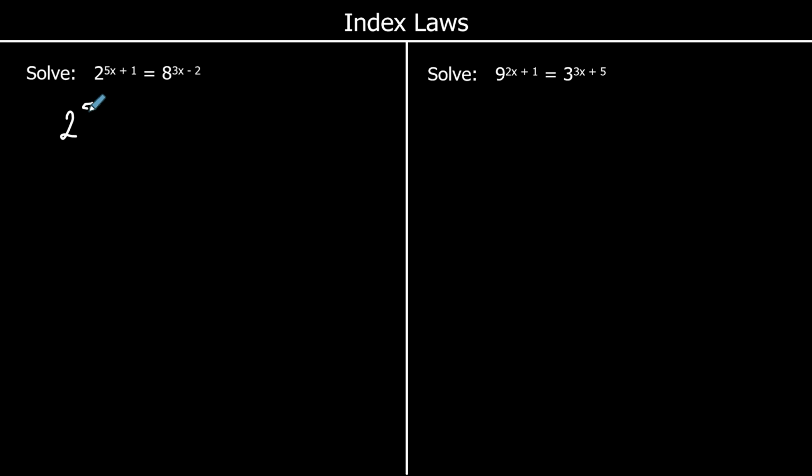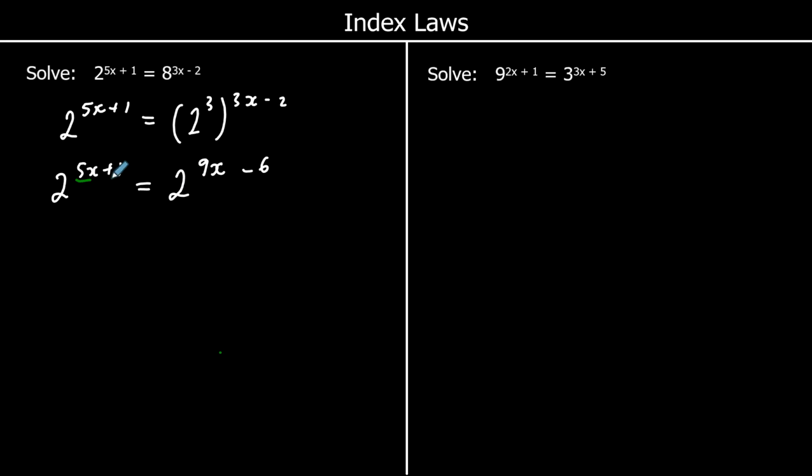We're going to have 2 to the power of 5x plus 1 equals 2 cubed, the power of 3x minus 2. So 2 to the power of 5x plus 1 is equal to 2 to the power of, so expanding this, getting rid of the bracket, 3 times 3x, 9x, 3 negative 2's, negative 6. So now because 2 to the power of 5x plus 1 is equal to 2 to the power of 9x minus 6, these two powers must be the same thing.